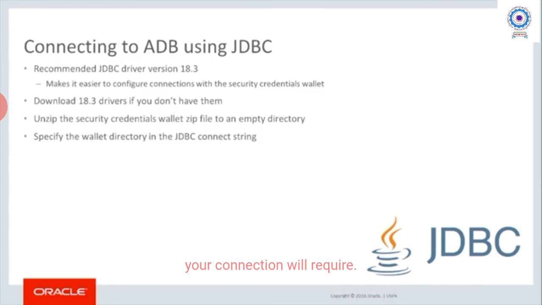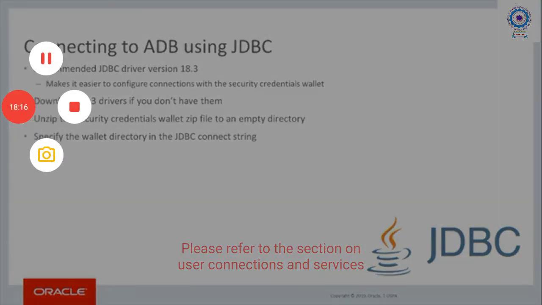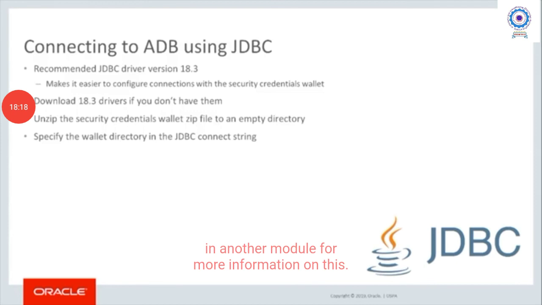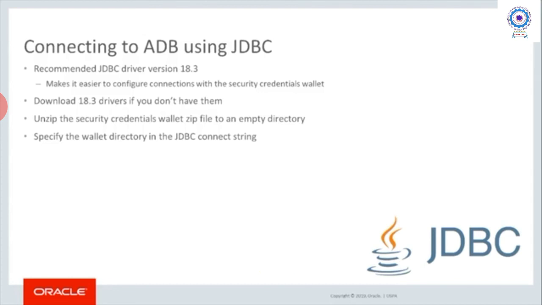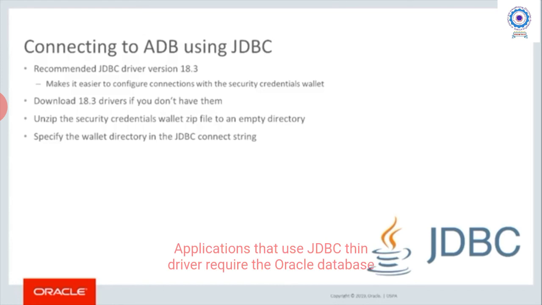Applications that use the JDBC Thin Driver require the Oracle database credentials, including the Oracle Wallet or Java Keystore JKS files, when connecting to the Autonomous Database. You can include the wallet location in a JDBC URL to make a connection. We will outline the process in this section.